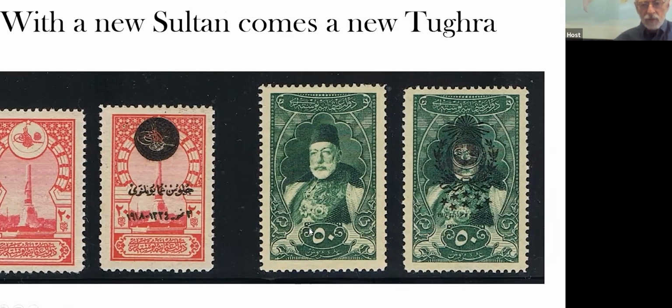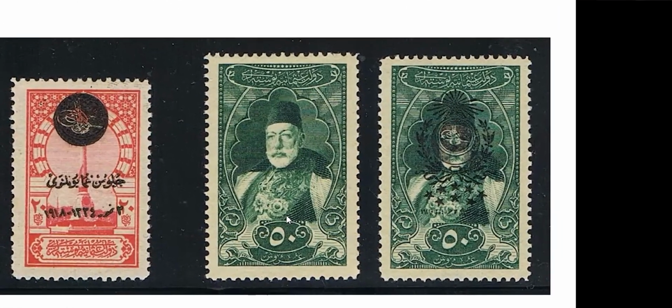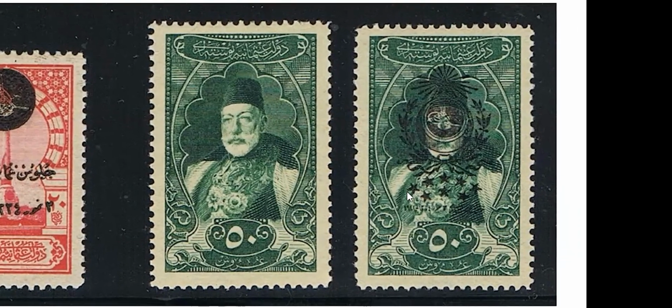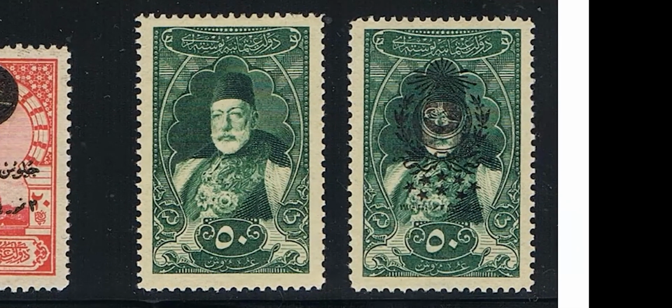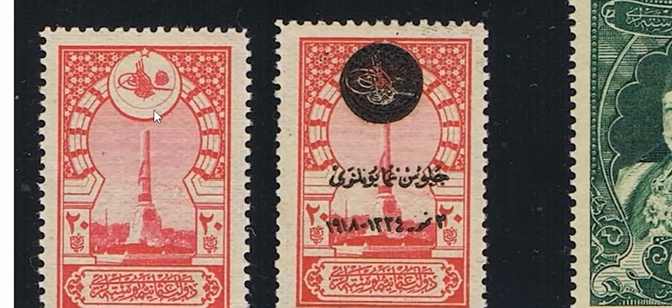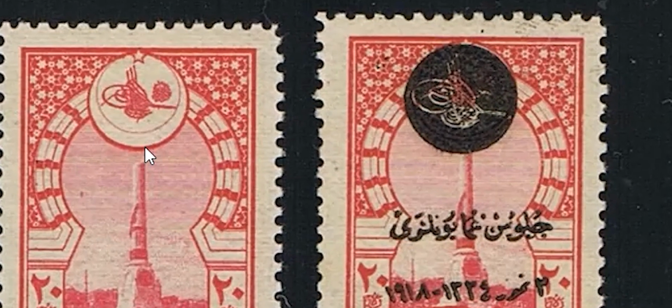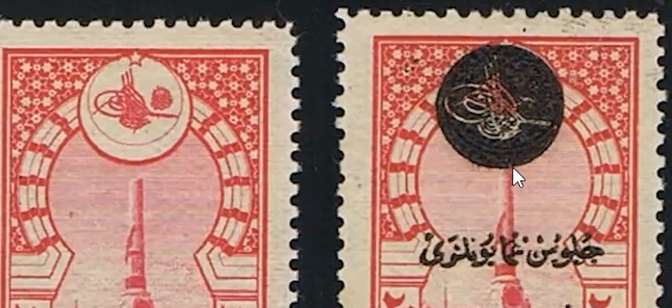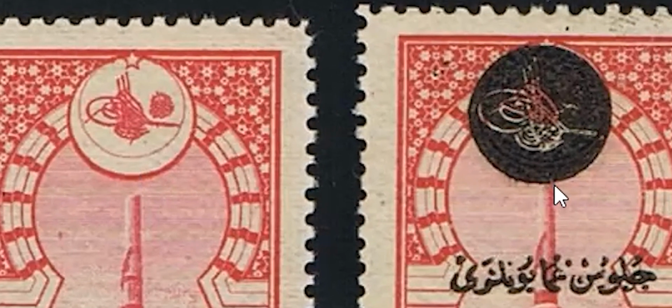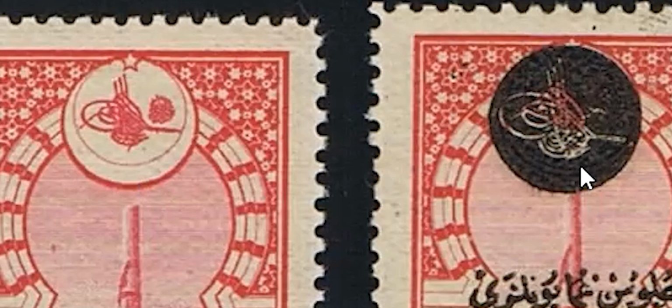The face, this is the original stamp with Mohammed V, and then here's the obliterated version. And the tugra, this is the Sultan's insignia, the tugra. This is Mohammed V's tugra, blotted out and replaced by Mohammed VI's tugra, which is very similar, a similar signature, but slightly different. So it obliterated the other one.